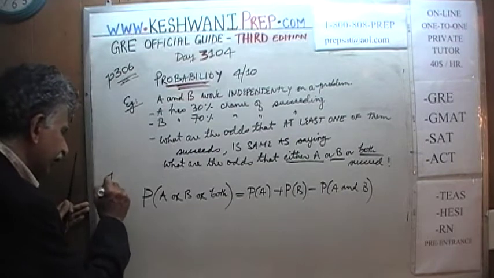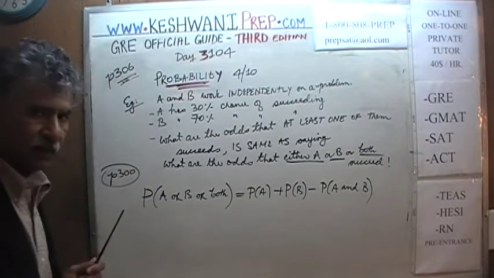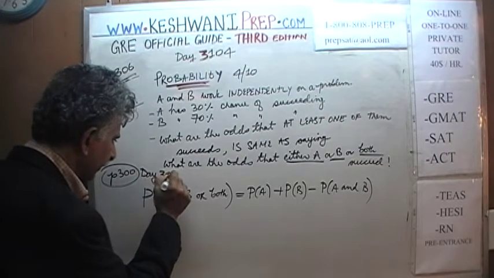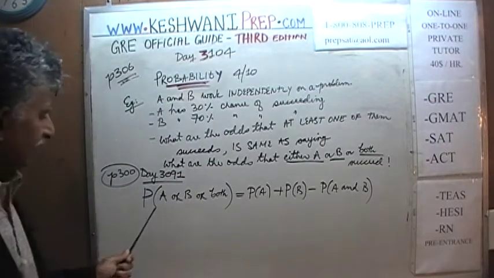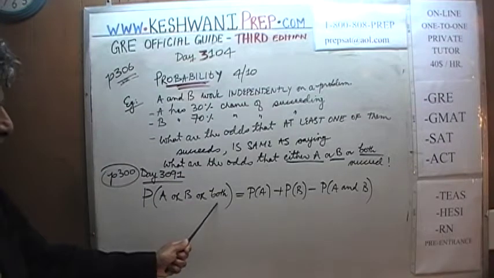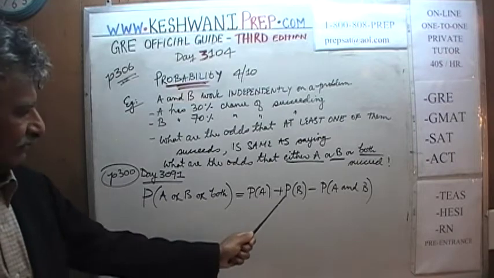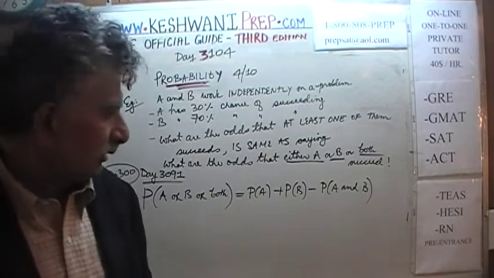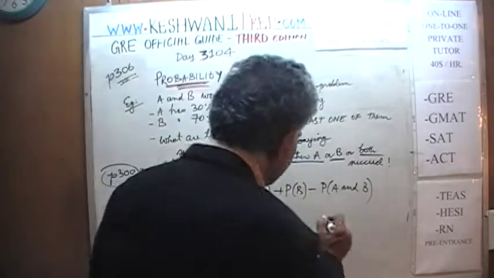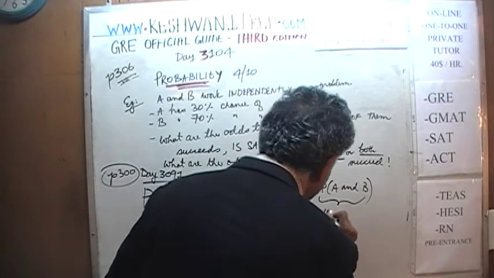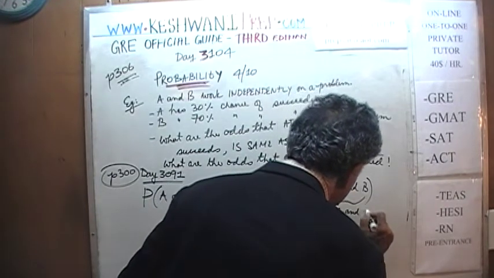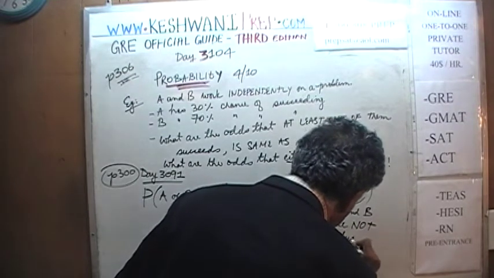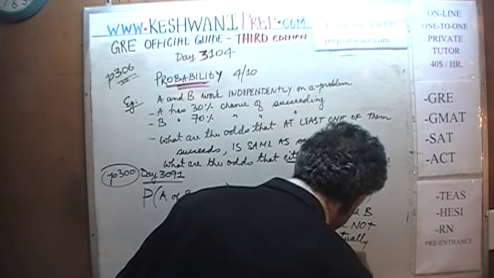the inclusion-exclusion principle that we first encountered on page 300 in the context of the Venn diagram. If you haven't watched it, day 3091 tells us that the odds that either A or B or both succeed is equal to the odds that A succeeds plus the odds that B succeeds, minus the probability that they both succeed. And this will only come into play if A and B are not mutually exclusive.